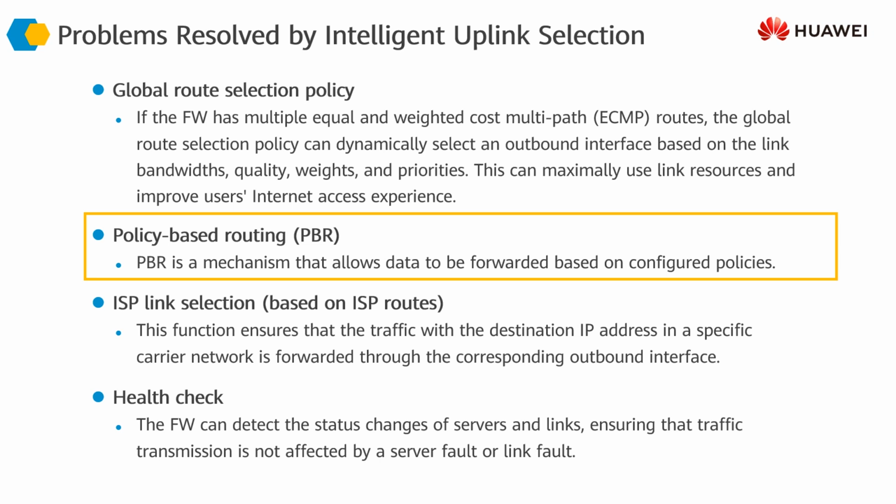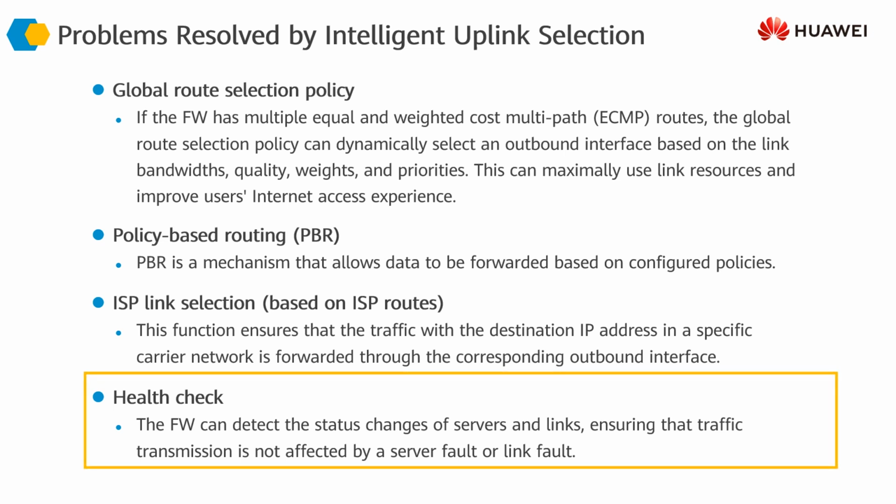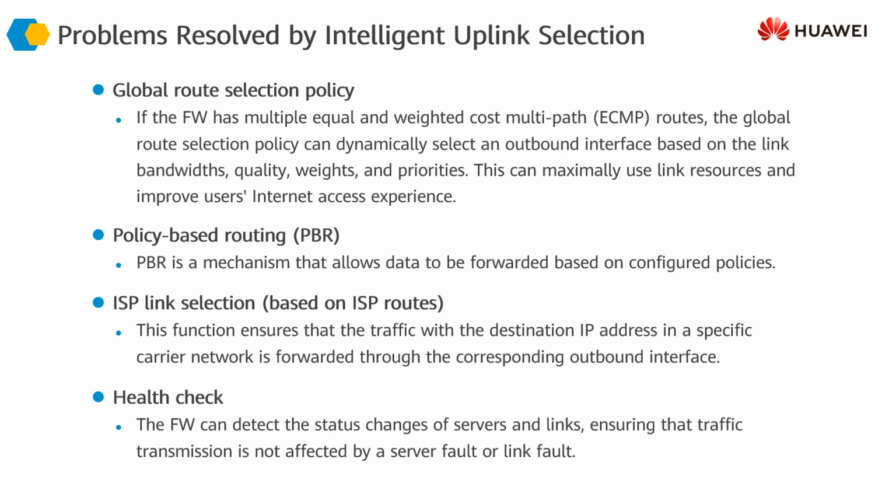The second option is policy-based routing, where we implement policy for forwarding traffic out of our network towards the internet. And then we can have ISP link selection, where we can use the most optimal routes for forwarding traffic to destinations which are located inside one of the ISPs that we are connected to. And finally, we have the health check feature, through which we can check the health of different resources that we are trying to access through our uplinks. So first, let's focus on the global route selection policy.